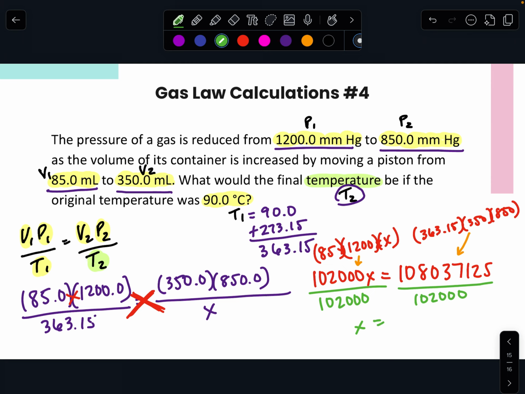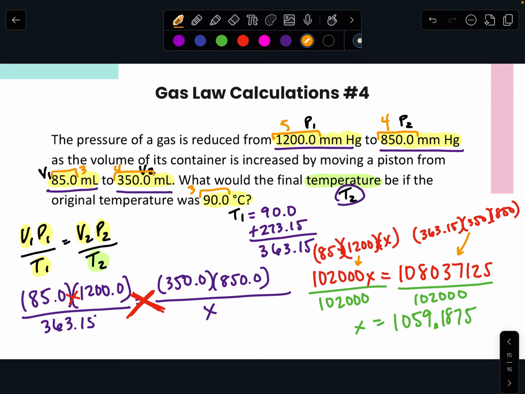So my X value ends up being 1,059.1875. So let's look at my significant figures here. Right here I have 1, 2, 3, 4, 5. I have 4 right here. 3, 4, and 3. All those zeros are significant because they all have a decimal.